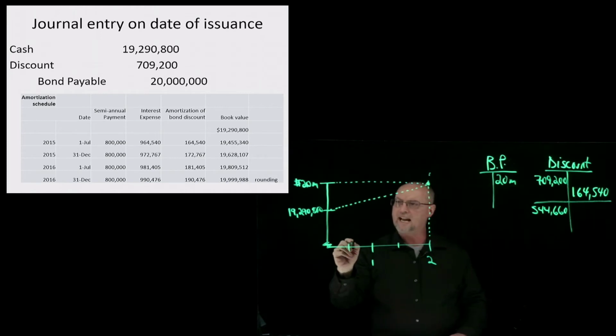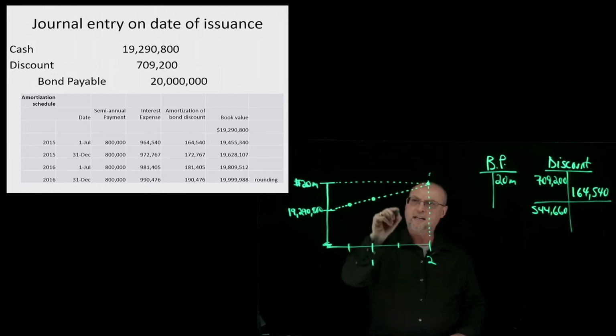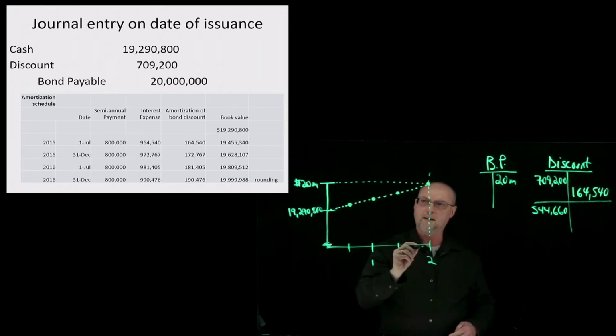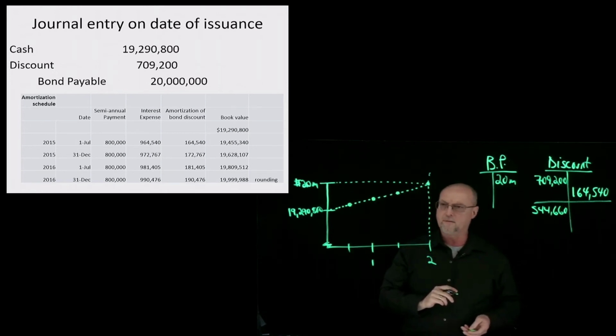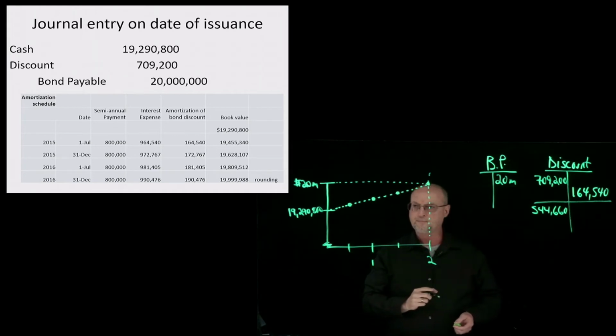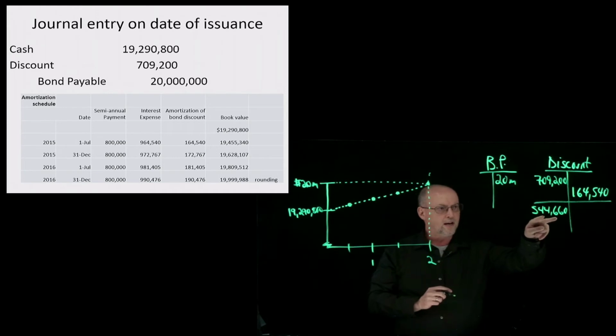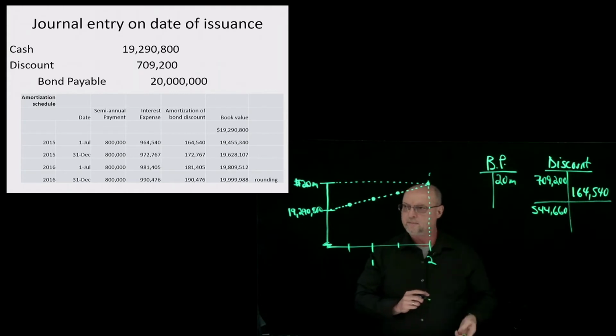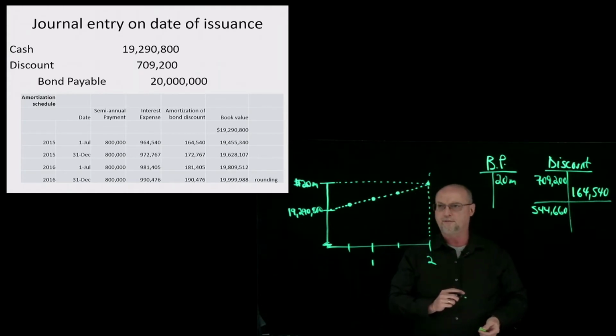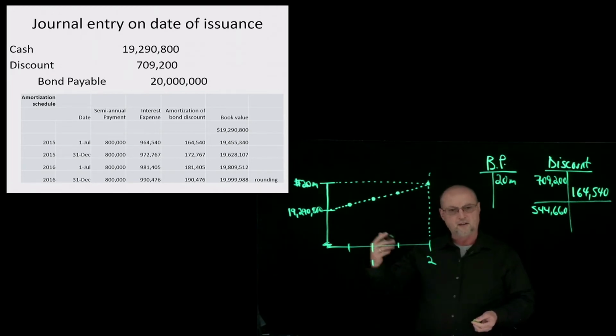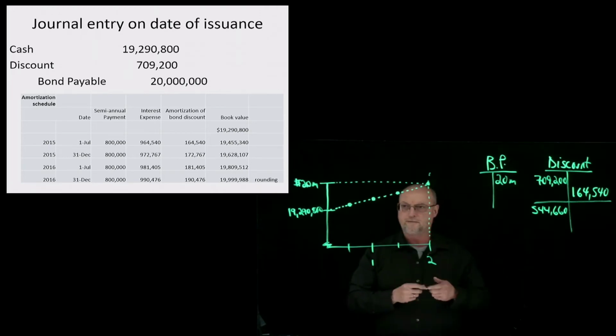okay, what's going to happen is the book value every 6 months is going to increase, by the amount of the amortization of the discount. Okay, so $20 million. The unamortized discount is now $544,660. $20 million minus $544 gives us $19,455,340.